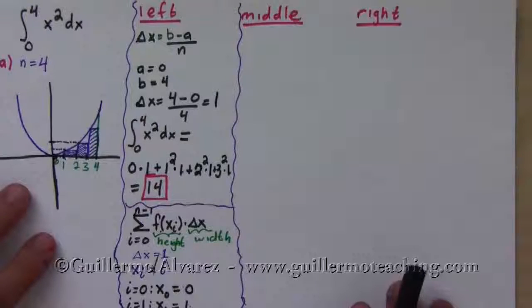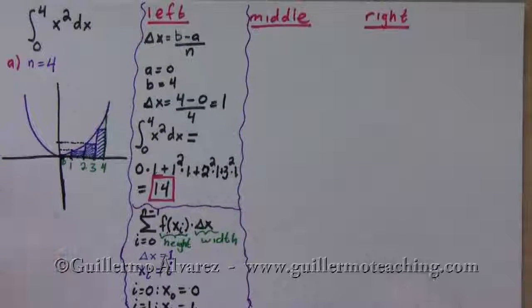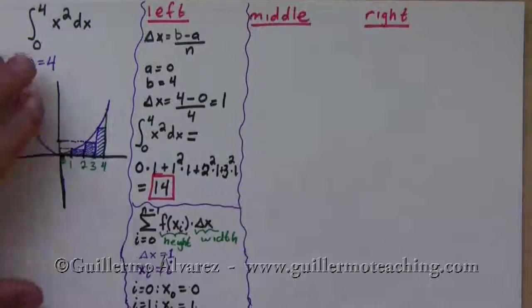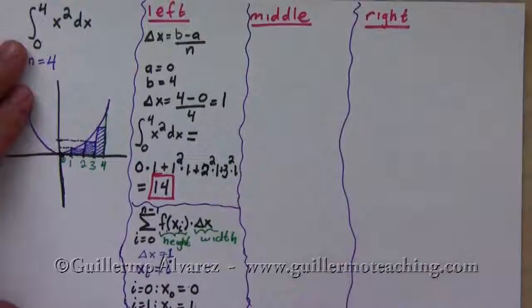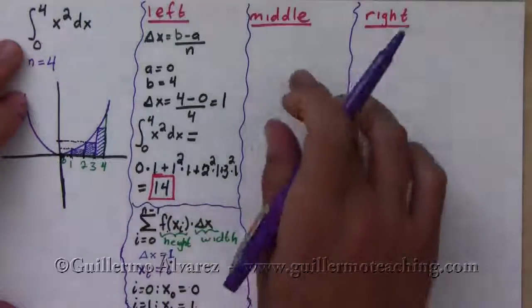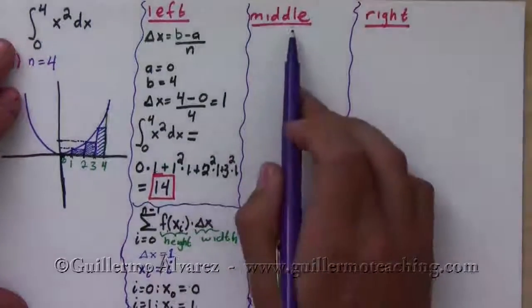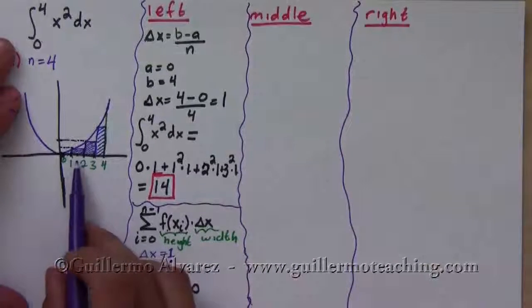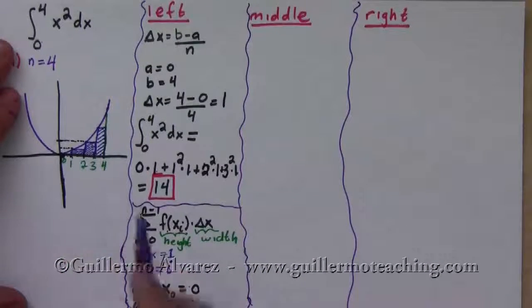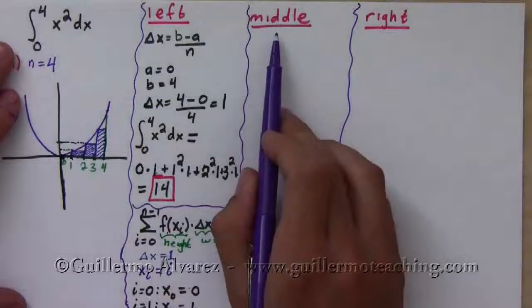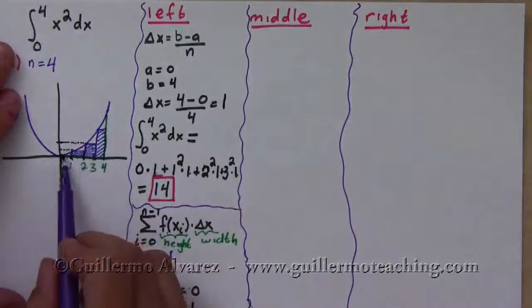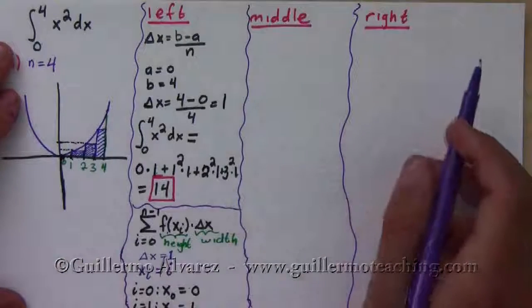Okay, now let's do the middle approximation. Now this, we're going to go through a little bit faster, just because we went through most of the nitty-gritty on the last one, and this just basically changes where we're going to evaluate the function. So here we evaluated it at the left endpoint. For the middle one, we're going to evaluate in between the two.